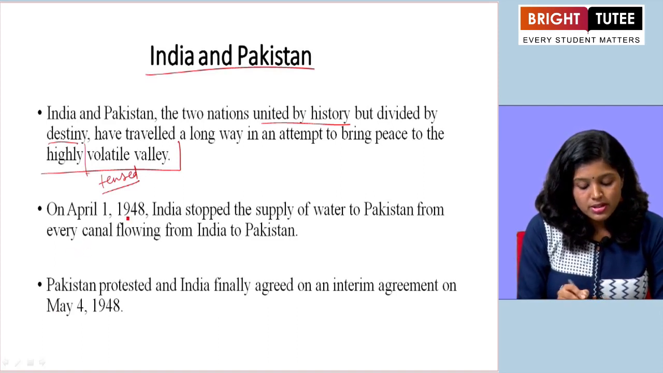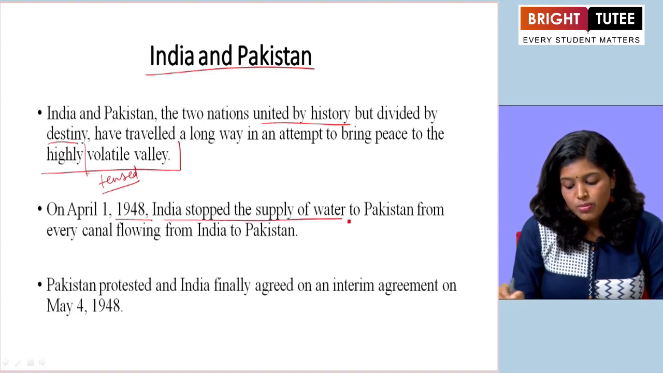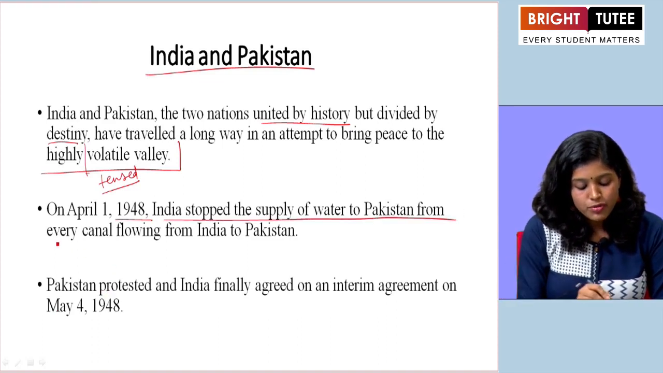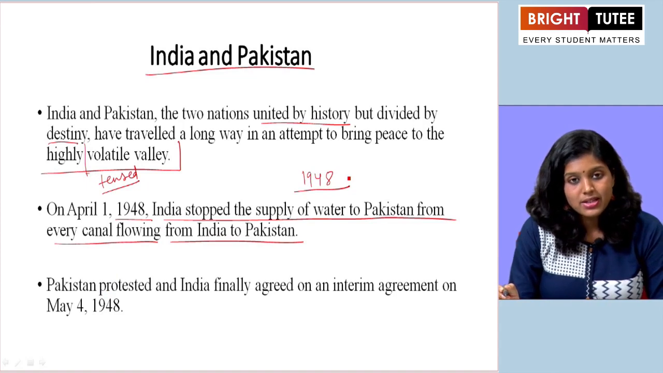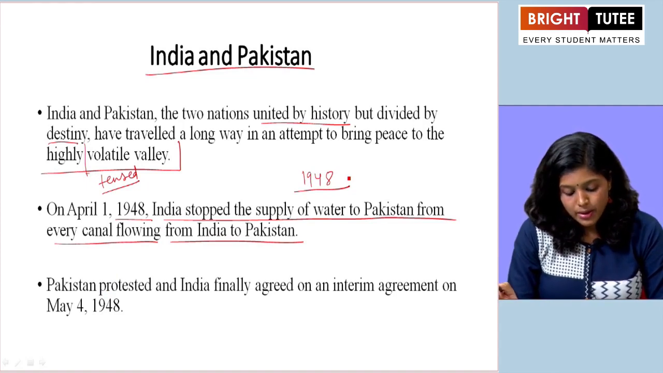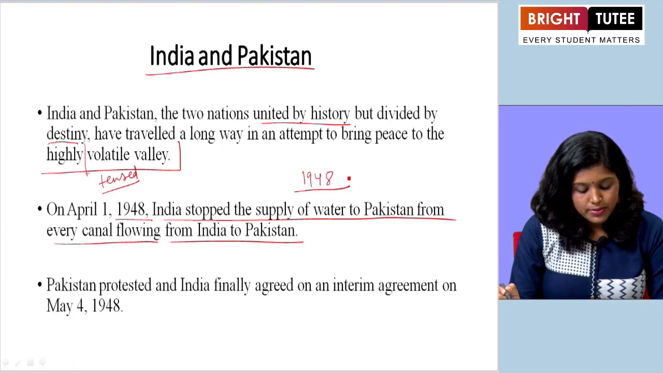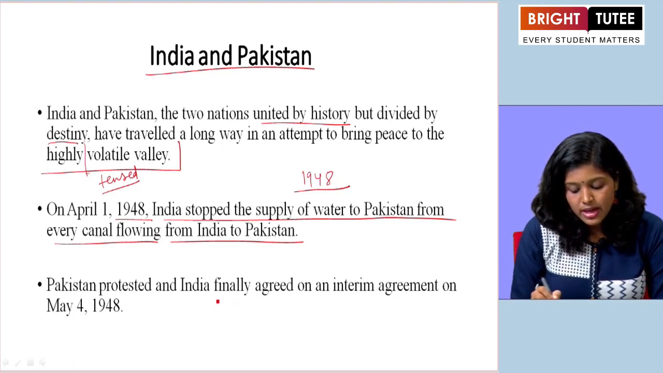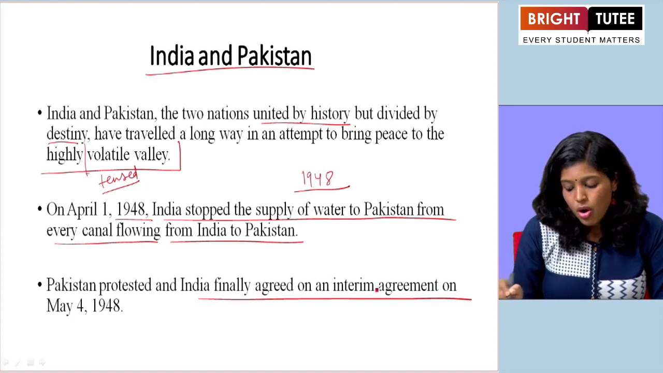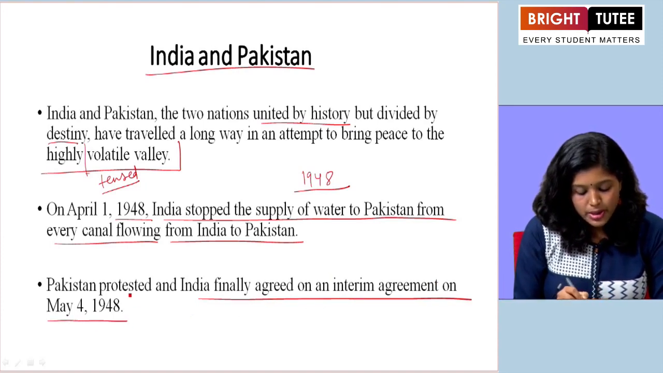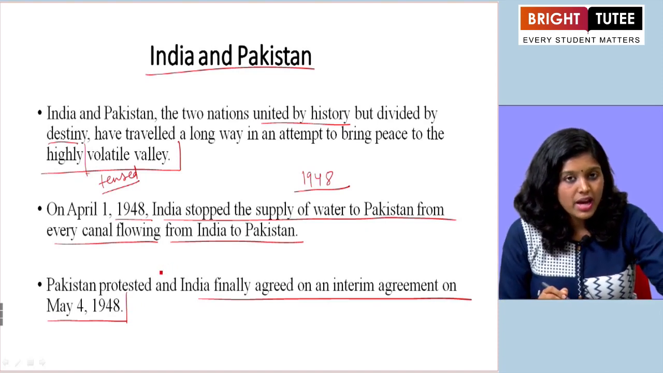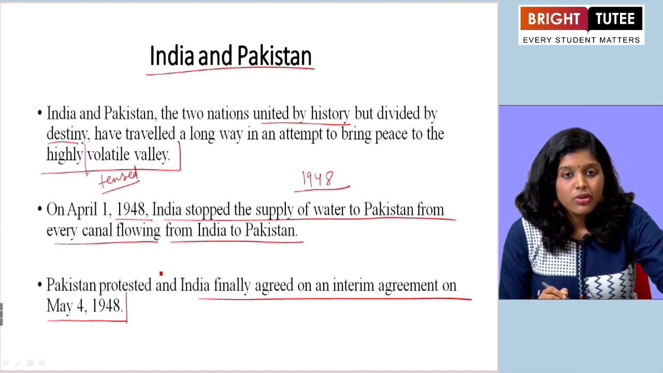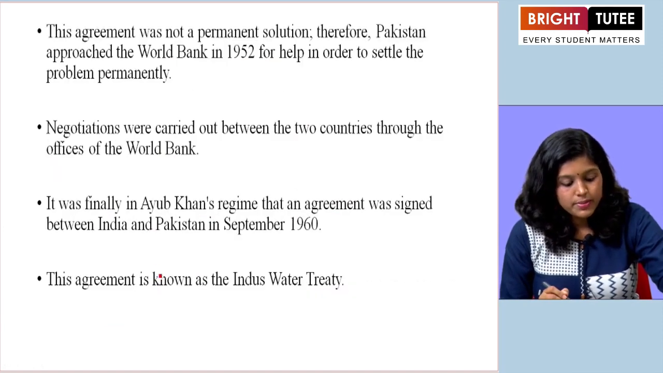On April 1st, 1948, India stopped the supply of water to Pakistan from every canal flowing from India to Pakistan. In 1948, there was a decision taken by India to stop the water supply to Pakistan, and Pakistan protested, and India finally agreed on an interim agreement on May 4th, 1948. Following the protest of Pakistan, India had to come to an agreement in 1948.